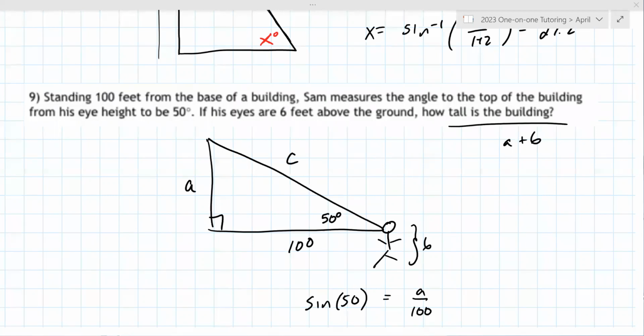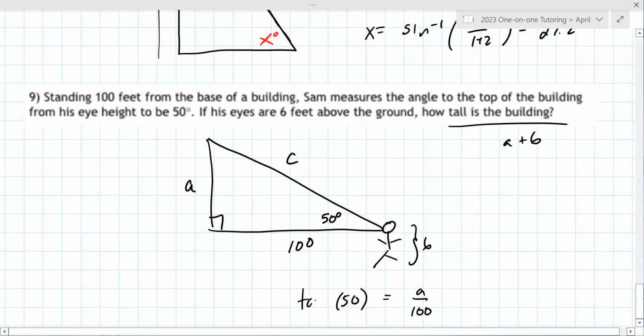Okay, I got 125.2 feet. Ooh, we got something different here. Did you write sine? No, that's why I made the mistake here. It's tangent 50.